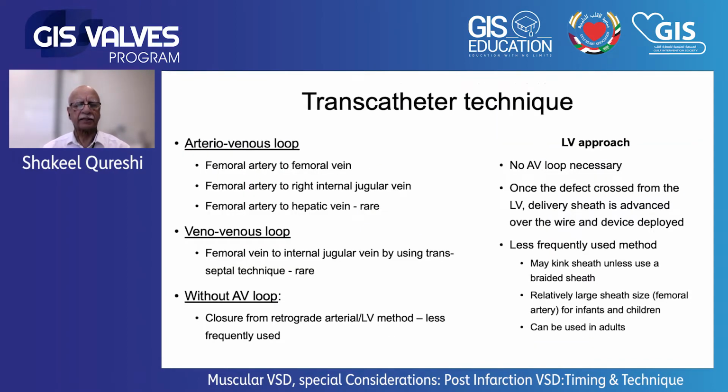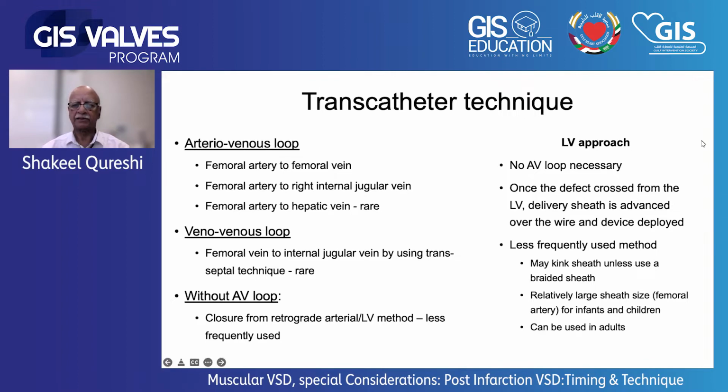The technique involves establishing an arteriovenous loop from femoral artery to femoral vein, or from femoral artery to the right internal jugular vein, and that depends on the location of the VSDs. Very rarely hepatic vein access is required. Sometimes veno-venous loops are performed from the femoral vein to right atrium, left ventricle, crossing the VSD to the right ventricle, back into the right atrium, and then the wire is snared out from the internal jugular vein.